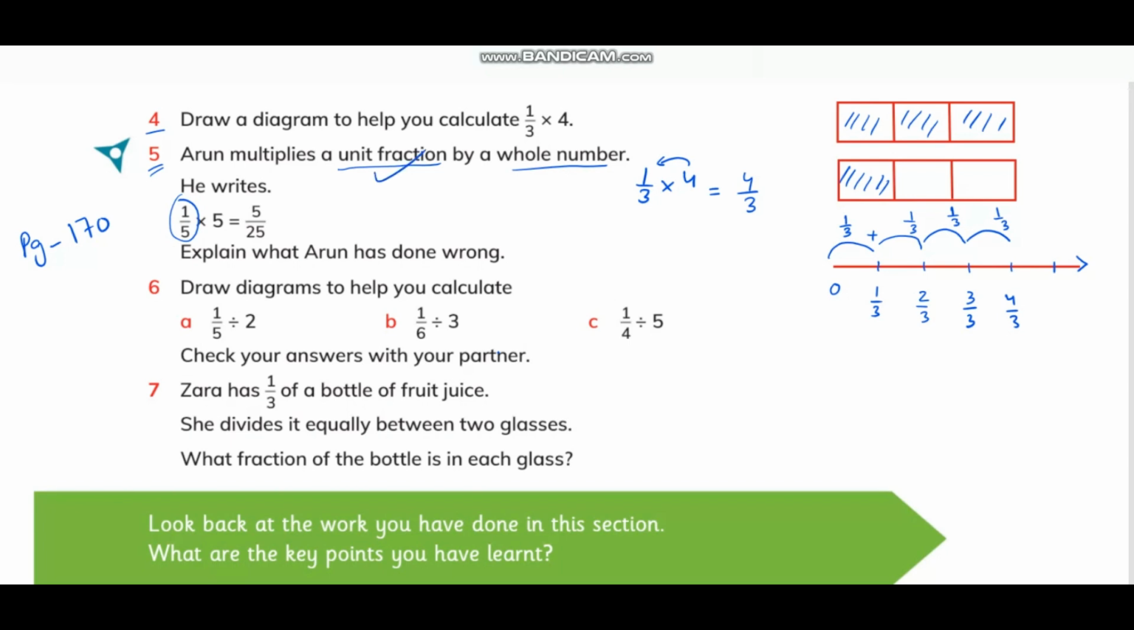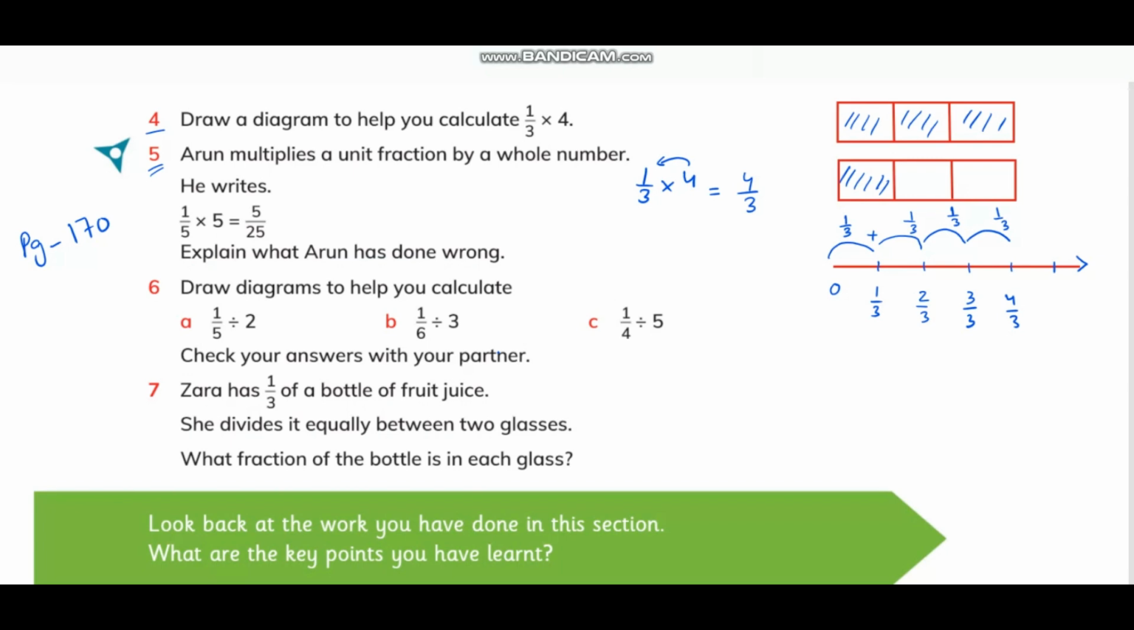Okay, now you know what a unit fraction is and what a whole number is. Whole numbers are 1, 2, 3, 4, 5, 6, 7. These are all the whole numbers. I hope you understand the difference between a unit fraction and a whole number. Got it? Okay, let's see how we can solve the question. Arun writes this: when we multiply the unit fraction 1 by 5 with 5, the answer is 5 by 25. I hope you found the mistake. It says explain what Arun has done wrong.